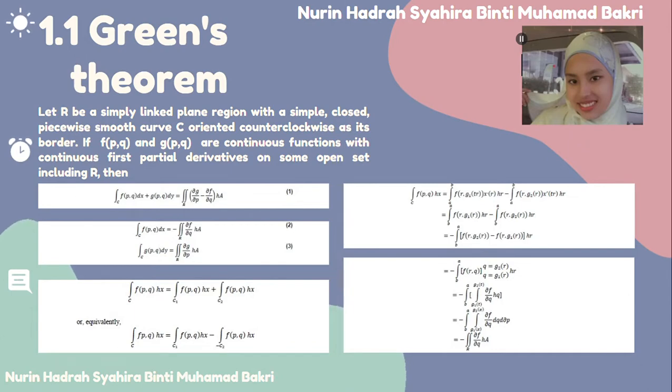Let R be a simply connected plane region whose boundary is a simple, closed, piecewise smooth curve C oriented counterclockwise as its border. If P and Q are continuous with continuous first partial derivatives on some open set including R, then we can look into equation 1 given.